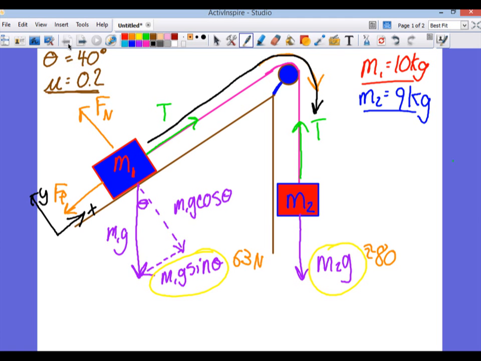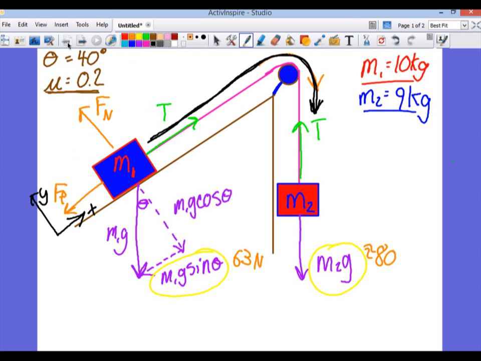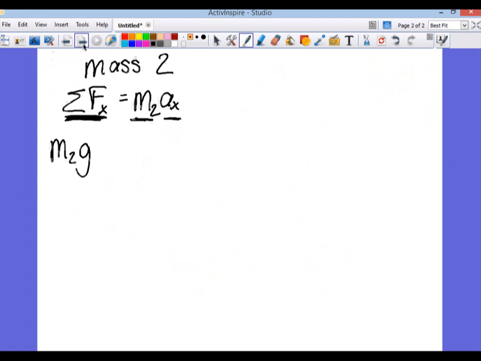Now, is that positive or negative? Well, if we follow our coordinate system around, M2G points down, so that's going to be positive for us. So M2G is positive, so that's one of our forces. And the other force acting over here, I have tension. And tension points back up. That's in the opposite direction of what we have called positive, so tension is negative. So M2G minus tension equals M2AX. Those are all of my forces causing my mass to accelerate.